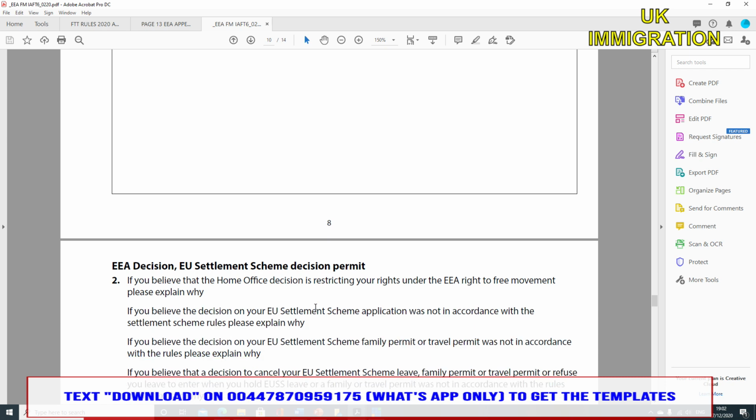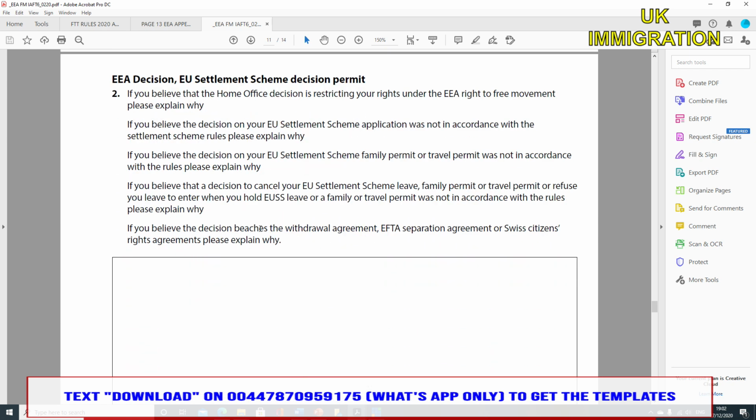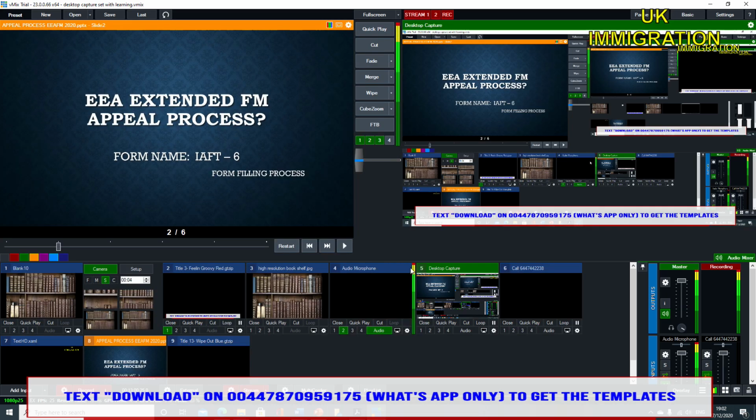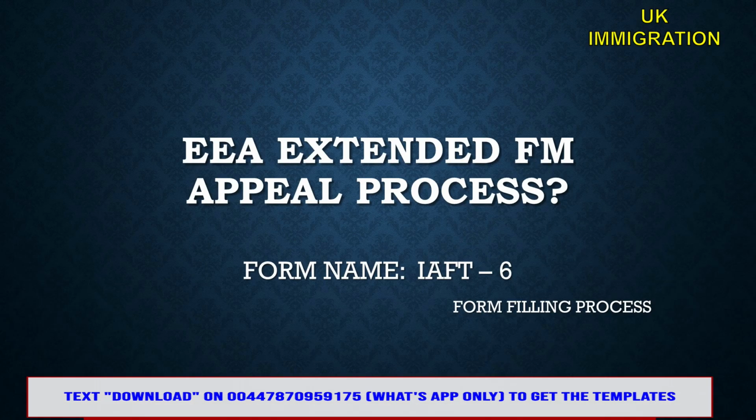Okay, so next is going to be EEA decision settlement. This is going to be page 9, but before we can do that, let me just say what grounds you are going to explain in your appeal.